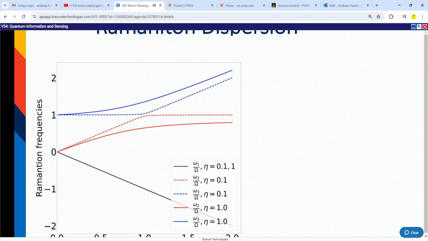This is the Ramanitone dispersion for two different values of eta, 0.1 and 1. So we observe some interesting properties. The black line is the Ramanitone 1 with mode frequency omega 1, and it is completely decoupled from the phonon. It's a pure photon mode, whereas the other two Ramanitones are hybrid in the sense that they mix photons and phonons with antiphotons and antiphonons. We also observe that for small values of eta, the hybridization is significant only close to the resonance, whereas for large values of eta, the hybridization occurs for a wide range of q.